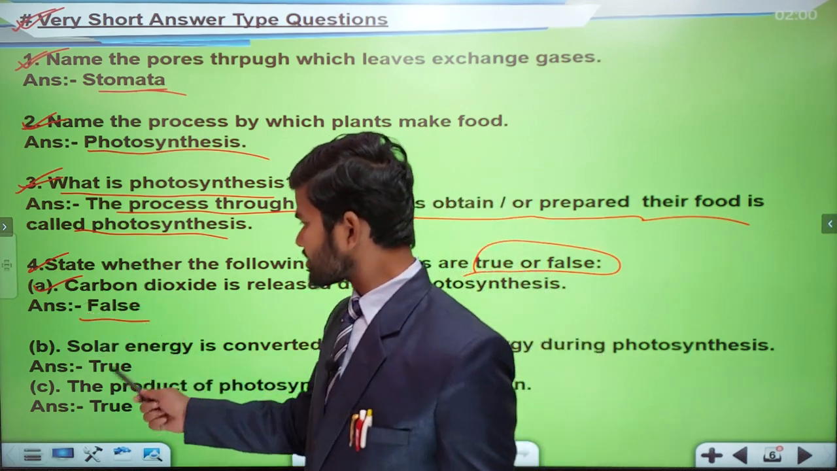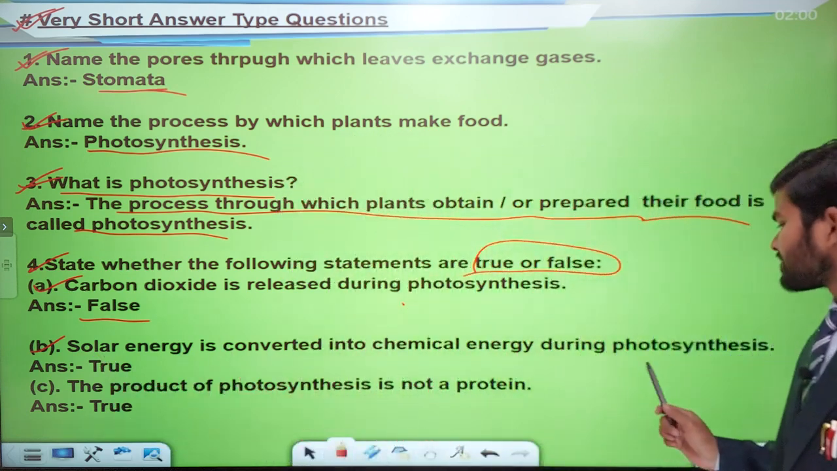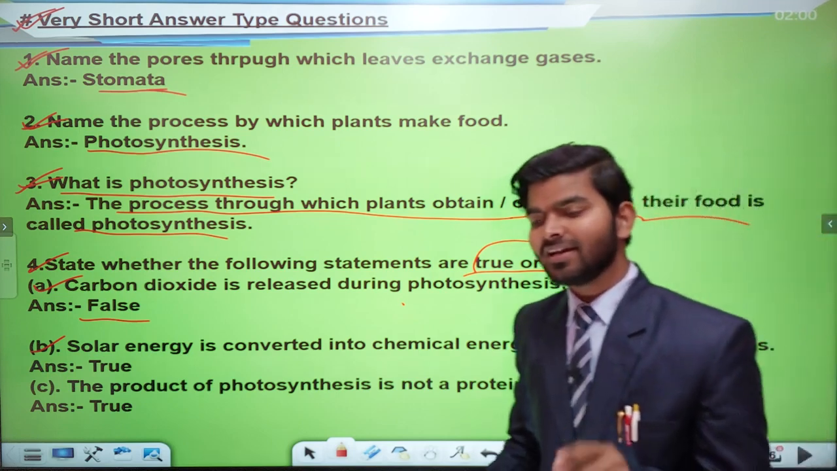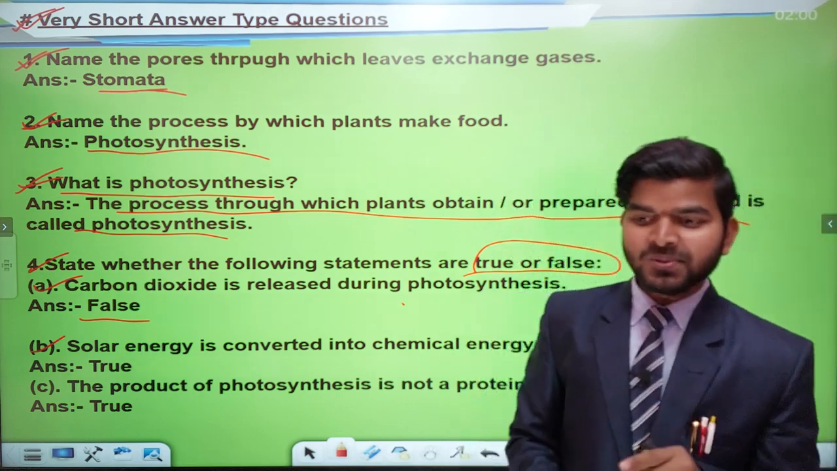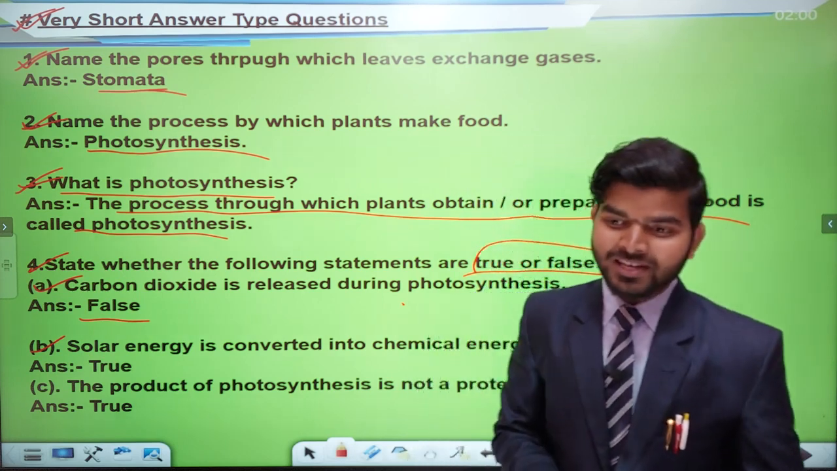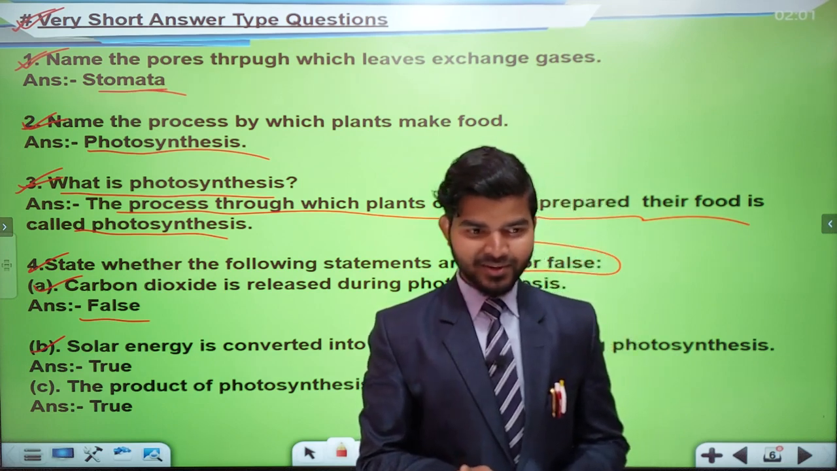You must mention this. Next question: solar energy is converted into chemical energy during photosynthesis. I have told you how glucose is made. So solar energy is converted into chemical energy during photosynthesis. Is it possible? Obviously, yes. This is a true statement. Okay, all clear.